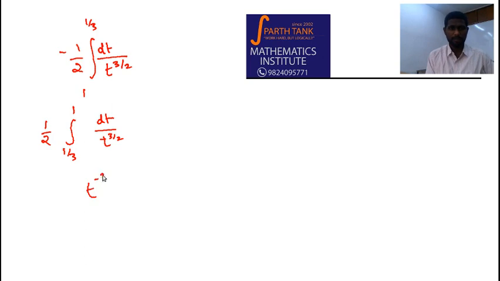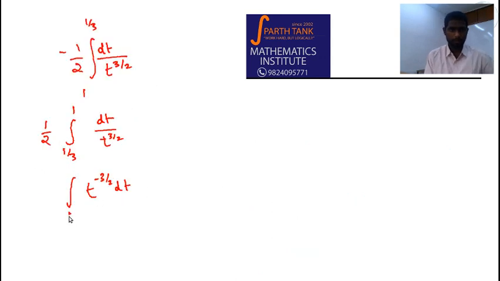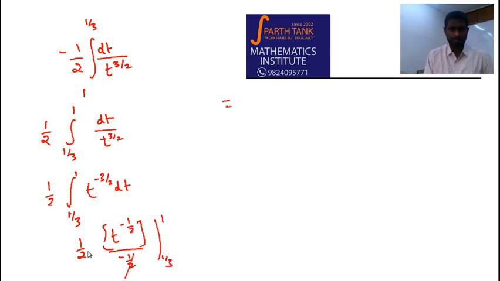Now this integration is t power minus 3 by 2 dt integral, I have, excuse me, 1 by 3 to 1 and I have the half still. So this is t power minus 1 by 2 by minus 1 by 2, and I still have the 1 by 2 and this 1 by 3 to 1. So cancel this, I still get a minus. So minus 1 by root t from 1 by root 3, 1 by 3 to 1.